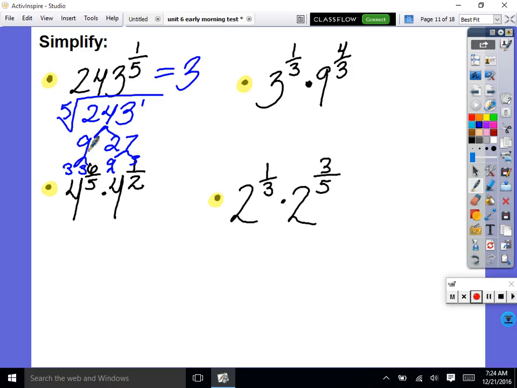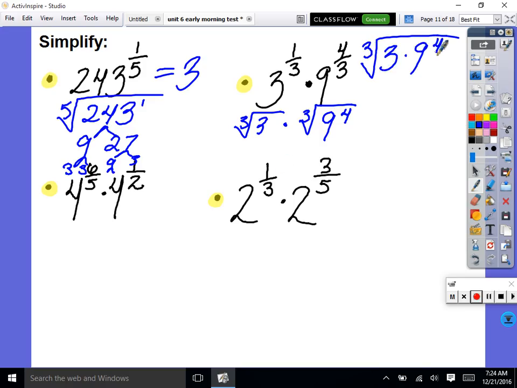So let's rewrite it as a radical. Isn't this the cube root of 3 times the cube root of 9 to the 4th power? They're both cube roots, so can't we put them under the same root? Everybody watching. So that's the cube root of 3 times 9 to the 4th. Think of that as the cube root of 3 and then times 9, 9, 9, 9, correct?